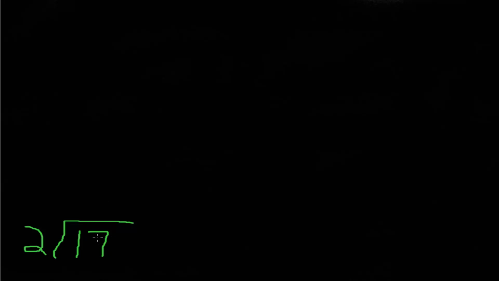2 can go into 17 8 times. And 8 times 2 is 16. That leaves me with a remainder of 1. Okay. Now I'm going to get the quotient. I'm going to divide it again by the base, which in this case is 2.